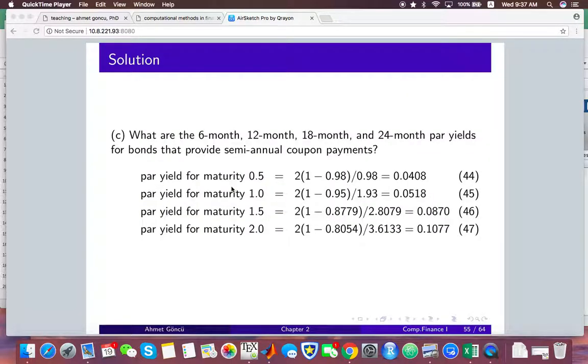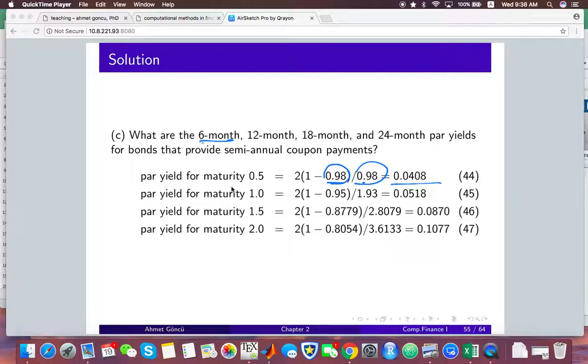So if you want to calculate the par yield, what you need to do is follow our previous formula. So we have 1 minus the discount factor for the given time to maturity that you want to calculate the par yield for. In this case, this is the 0.5, so the discount rate is 0.98. And the sum of the discount rates until this 0.5 is itself, obviously. So what you get for the first par yield of 6 months maturity is 0.408.